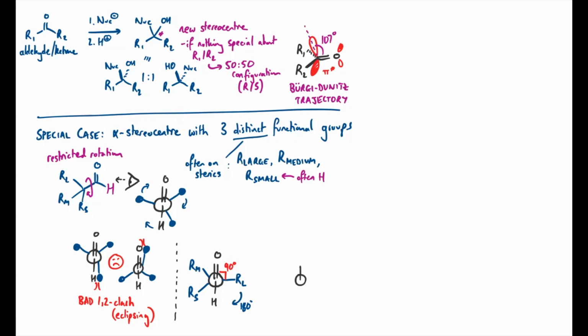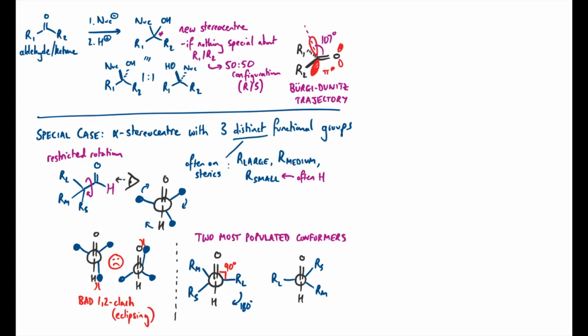So that's my carbonyl plane just staying as it is. And I'm going to rotate the blue bit around the back to put R large on the left-hand side in its empty space. That rotation is going to put R small in this position and R medium down the bottom here. So these are the two most populated conformers. They're the energy minima for the rotation around that CC bond.